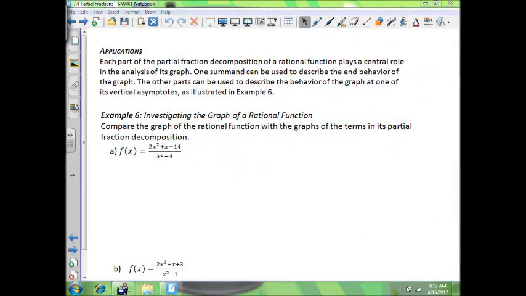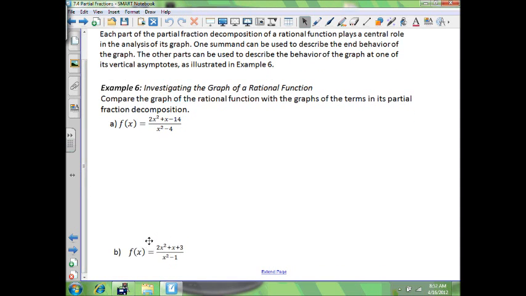In this video, we're going to talk about some applications of partial fraction decomposition and the role they play in analysis of its graph. Generally, we're going to be finding the partial fraction decomposition by doing a couple of different methods first. So, in example 6 here, it says compare the graph of the rational function with the graphs of the terms in its partial fraction decomposition.